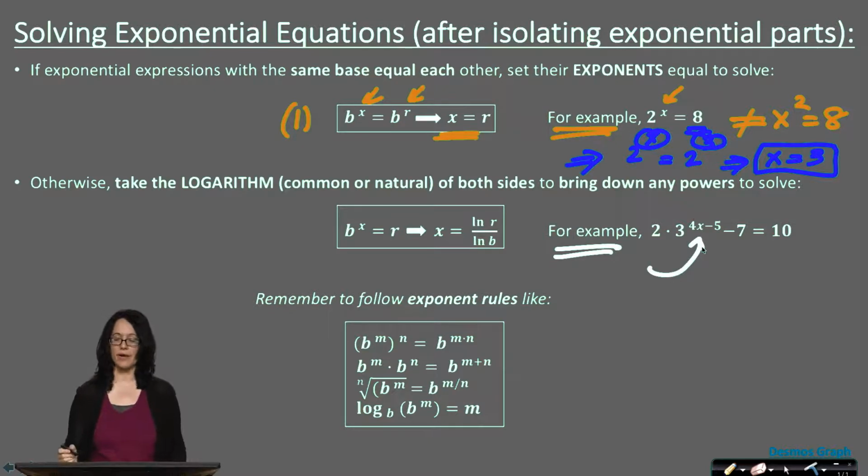Okay, so if I were to isolate the exponential part here, what would I do first? This is something students really struggle with. Do I undo the multiplication first of 2? Do I undo the subtraction of 7? What do I do first?